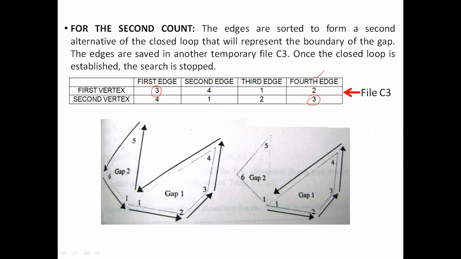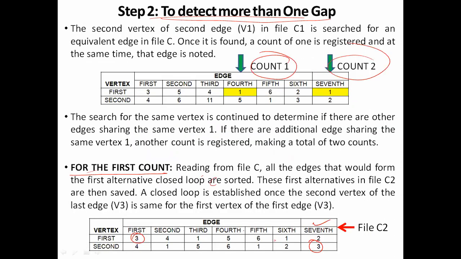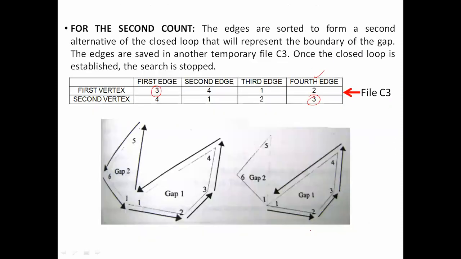So you had two options. One had seven edges, one had seven edges, and you had an option which had four edges. So this option, or the second gap, will be filled up first. So this gap one is going to be filled up first.